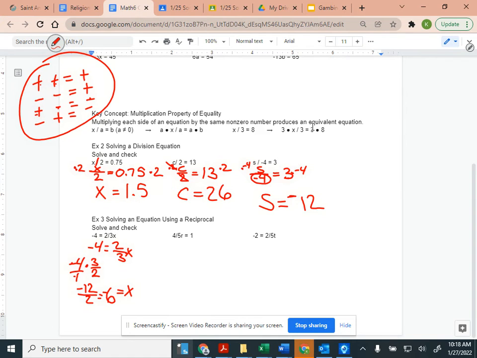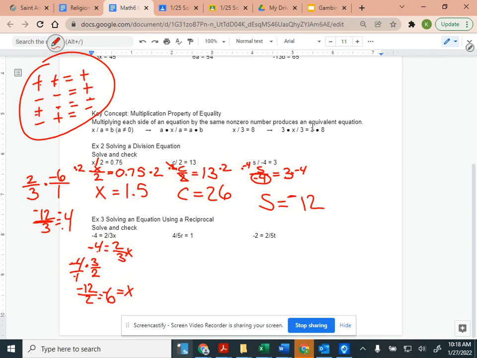So if we put negative 6 in and times that by 2/3, two times negative 6 is negative 12. 3 times 1 is 3. Negative 12 divided by 3 gives us negative 4. Is that my solution? Yes.